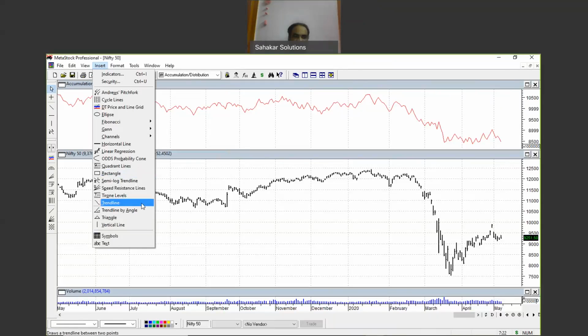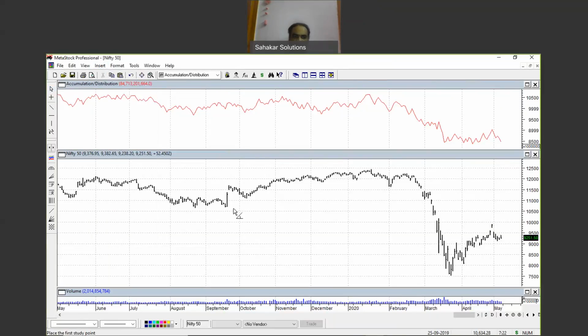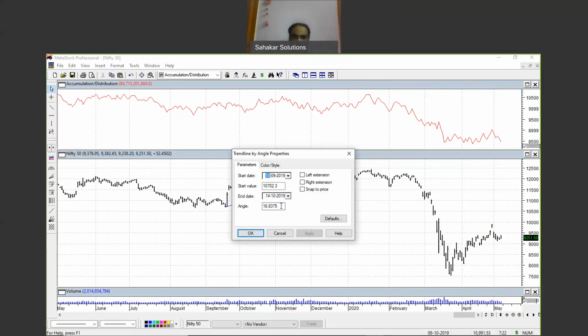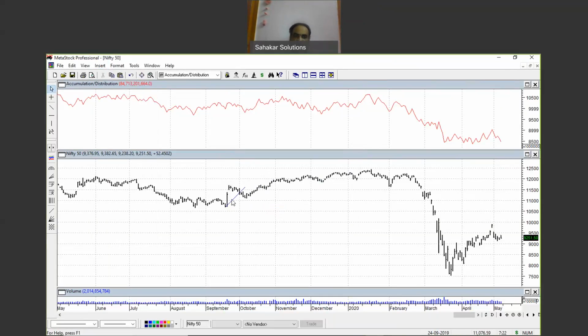First, we will take this trend line by angle and draw a trend line whenever a bottom is formed here, using 45 degrees as the important trend line. I will change the degrees to 45. Here you will see it is 17 degrees. Now it is turned to 45. And we will extend this to the right.